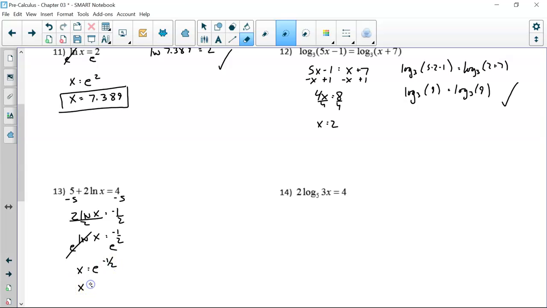So x is approximately equal to 0.607. Do a quick check. 5 plus 2 times the natural log of 0.607 equals 4. So you're going to get a very close number to 4 equals 4. And that, once again, is because we're using rounded values.